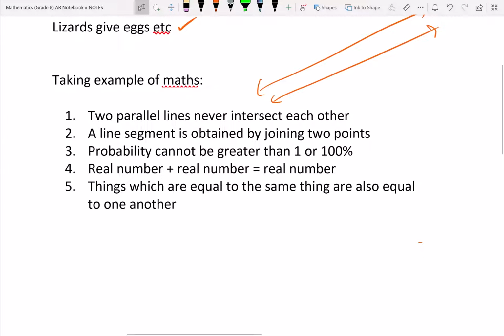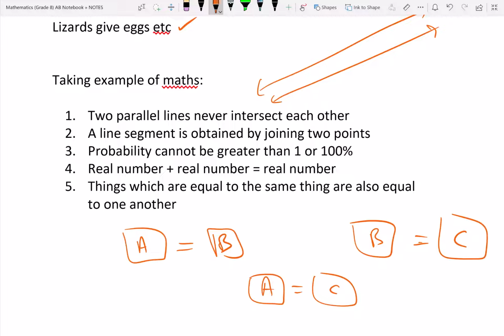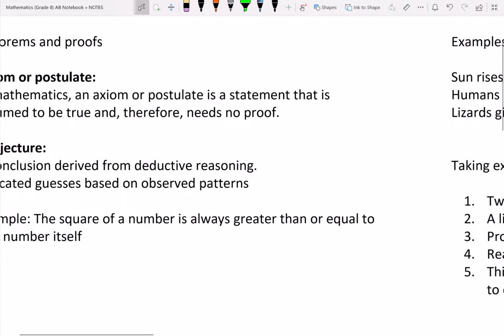We'll talk about number 5. Things which are equal to the same thing are also equal to one another, right? So imagine that I have 2 blocks of ice, and I weigh these things and I figure out that they have the same weight. And my friend also had this block of ice B, and he weighed it and figured out that it was the same as his block of ice. So A is equal to B and C is equal to B. Then we know that A is also equal to C. That's an obvious thing that we don't need to prove, but we just assume that it's going to be true. So that's what an axiom or postulate is.